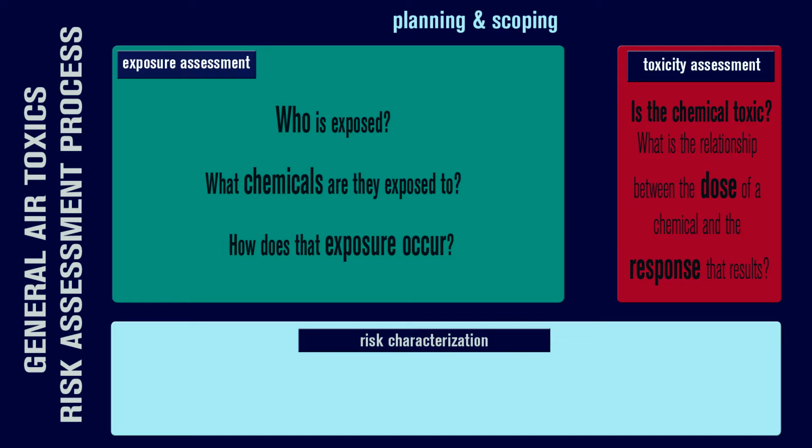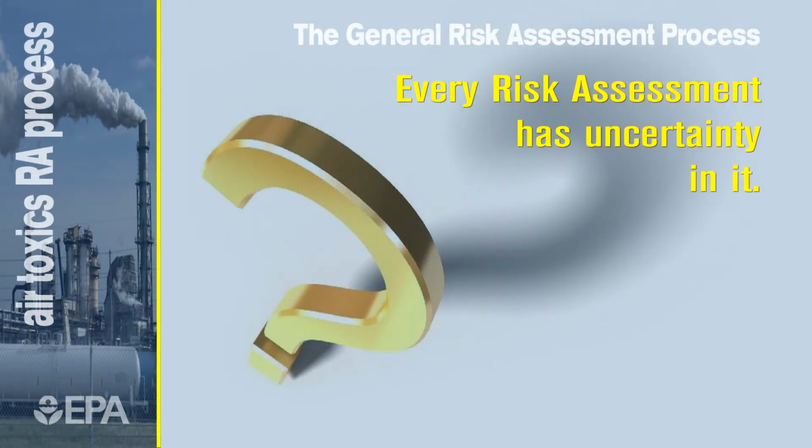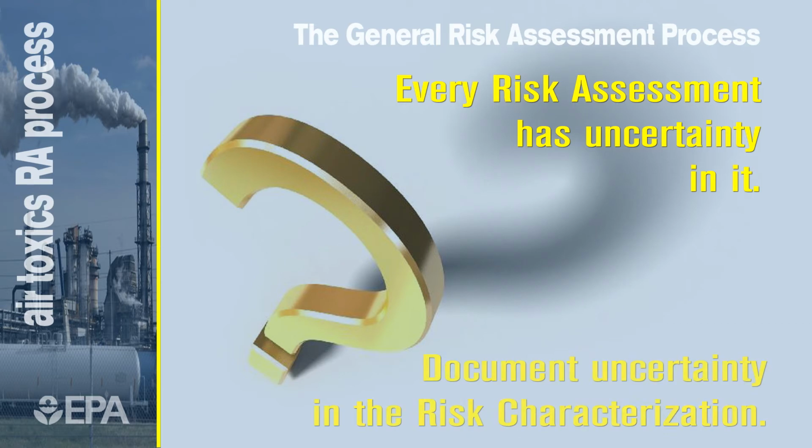We put the exposure assessment together with the toxicity assessment, and we answer the following questions in the risk characterization. What's the likelihood that a particular exposure will result in an adverse health effect? We also want to talk about how sure we are of the answer. And that's a normal part of a risk assessment. Every risk assessment has uncertainty in it. And it's important to document that uncertainty in the risk characterization so that the risk manager has a full picture of what we really know and what we really don't know about any particular exposure.